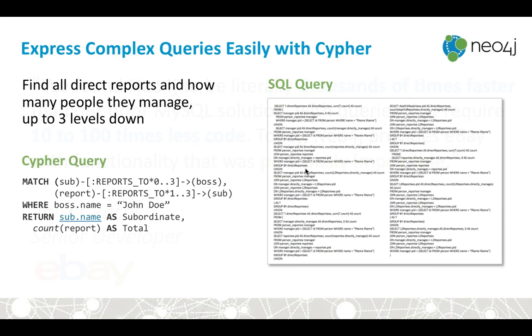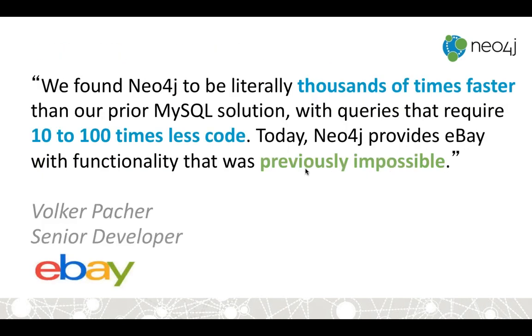In Cypher, the query language that Neo4j uses, the query would look something like this. Quite simply, you're basically matching the subordinates and who they report to up to 3 levels down, and then you're returning the data of the subordinates and a count of total reports. And it's really much easier to perform this type of query, and it demonstrates really the power of a graph database.